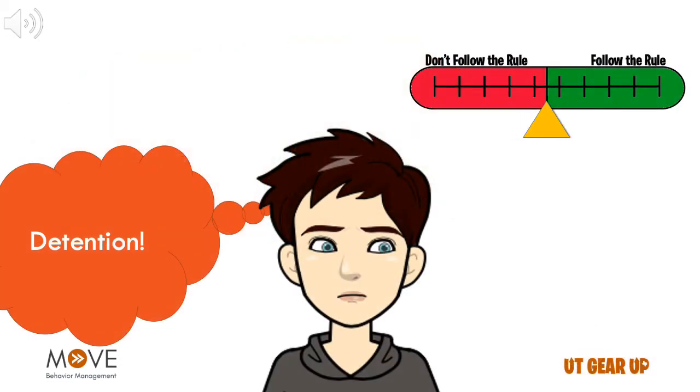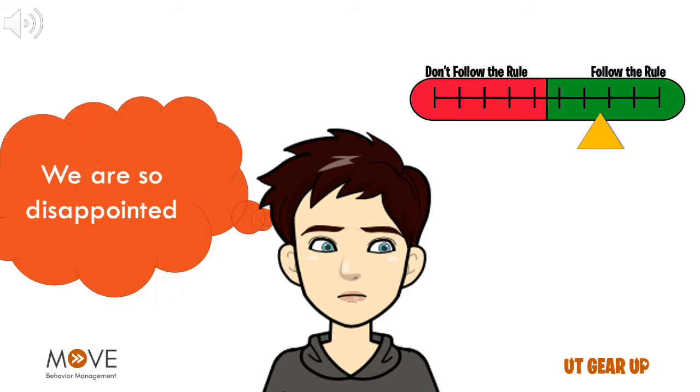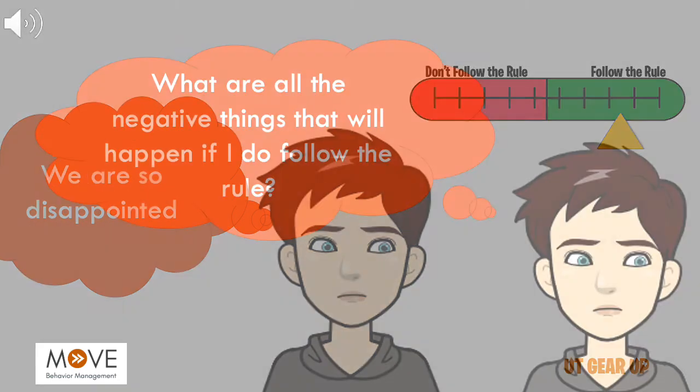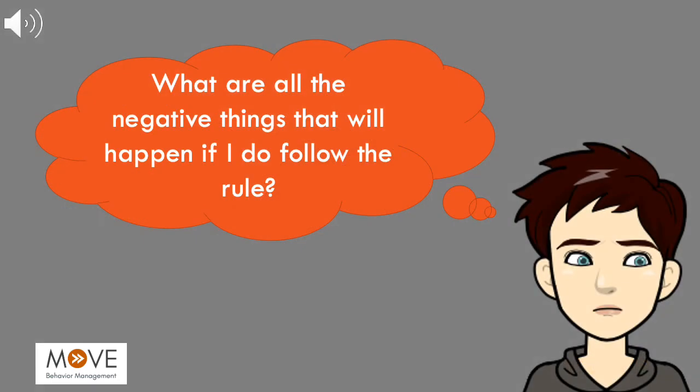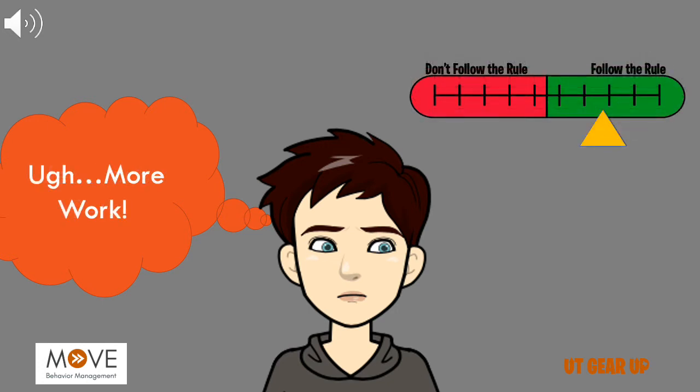I will get punished. I will get a bad grade. My parents will disapprove. What are all the negative things that will happen if I do follow the rule? My peers will disapprove. It will take more effort.